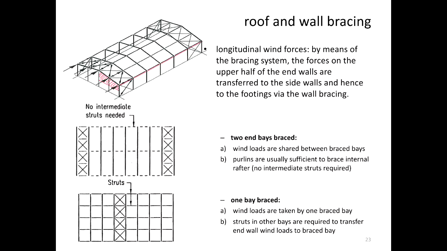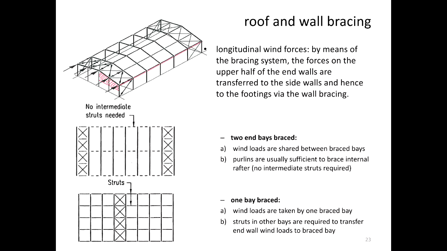So wind blows this way, okay, it pushes against this, all that is braced, that load is transferred to the other end by the diaphragm action of the purlin and the roofing sheet, all the way to the other end. So that's what all of that is explaining. So by means of the bracing system, the force on the upper half of the walls is transferred to the side walls and ends to the footing and the ground.